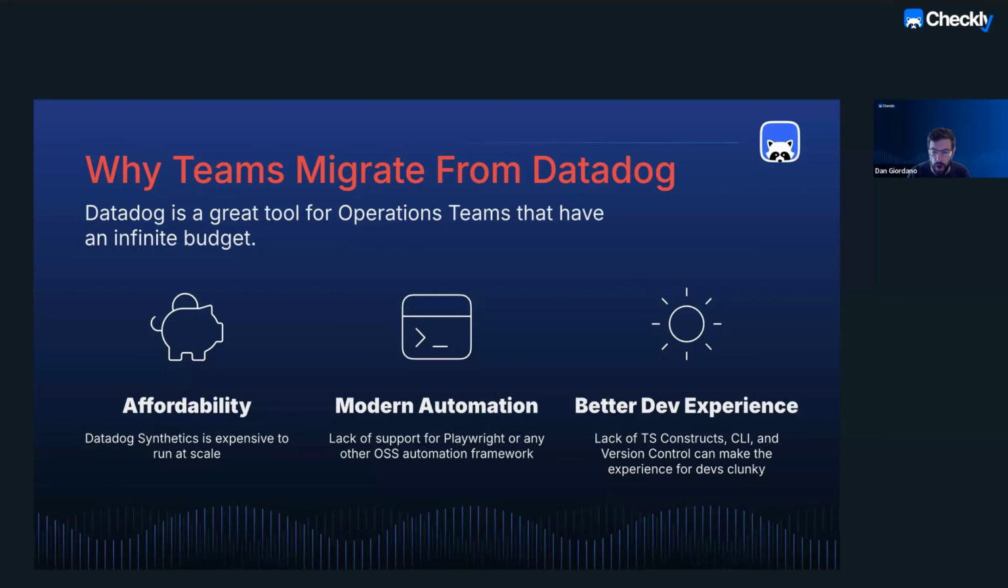Affordability. Trying to run synthetics and uptime monitoring at scale can be extremely expensive on the Datadog platform. Modern automation. Lack of support for Playwright or other open source scripting frameworks, or generally code as well. And then a better dev experience. So very similar, but lack of TS constructs, lack of version control, lack of monitoring as code that we'll go through today is why teams are looking at Checkly moving off Datadog.